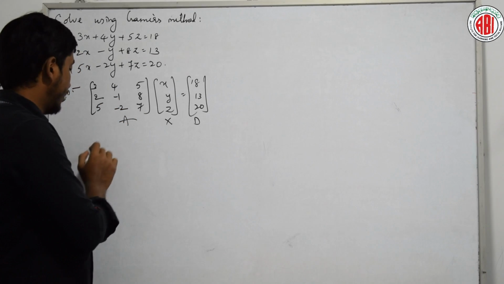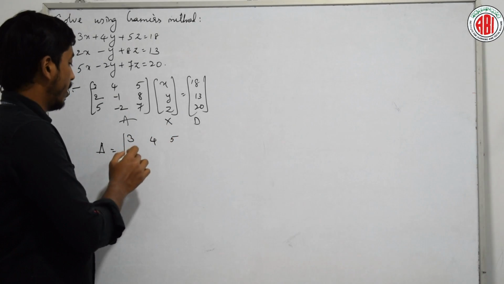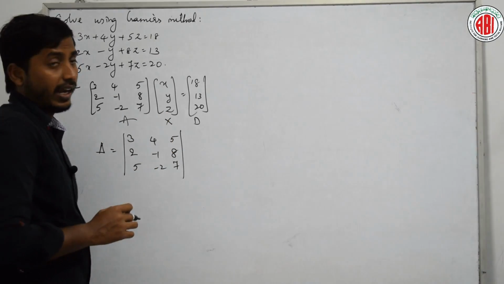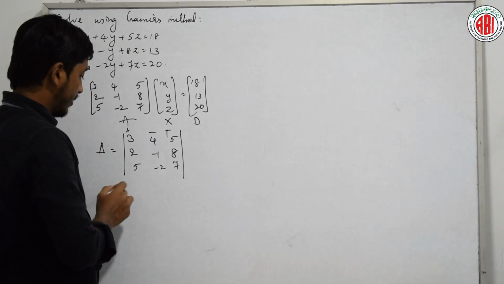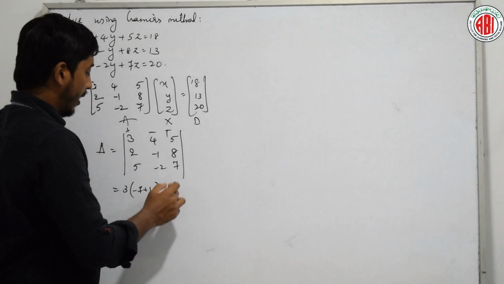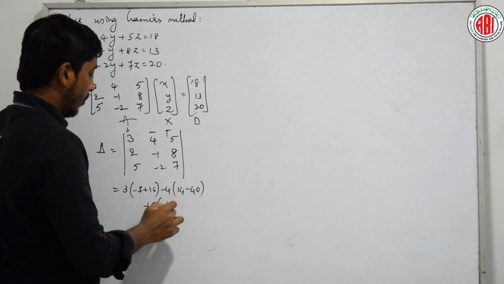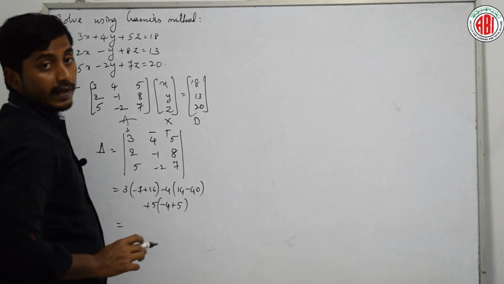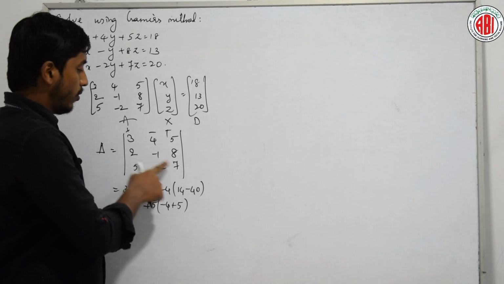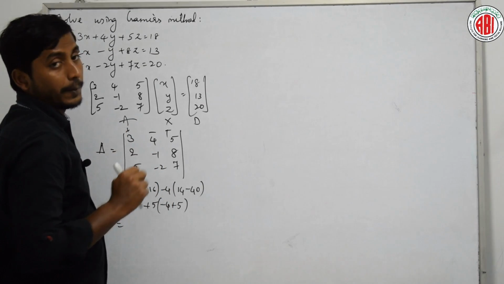Okay, that is delta is equal to the determinant of 3, 4, 5, 2, minus 1, 8, 5, minus 2, 7. Right? That is plus minus plus, that is equal to 3 into minus 7 plus 16, minus 4 into 14 minus 40, plus 5 into minus 4 plus 5. Is it right?